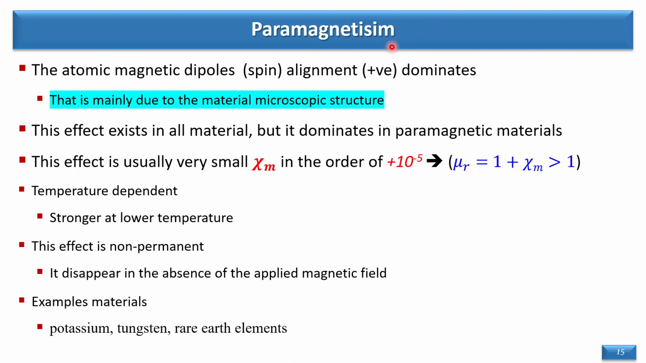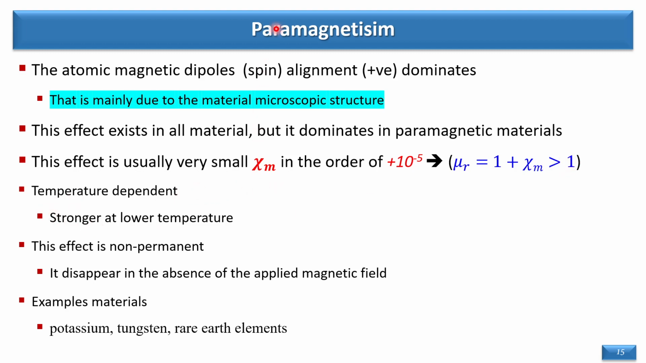The second category is paramagnetism, paramagnetic material. In this paramagnetic material, the dominant effect is the spin alignment effect. It exists in all material, but it's dominant here. So the susceptibility is positive but very small, and mu r is slightly larger than 1.